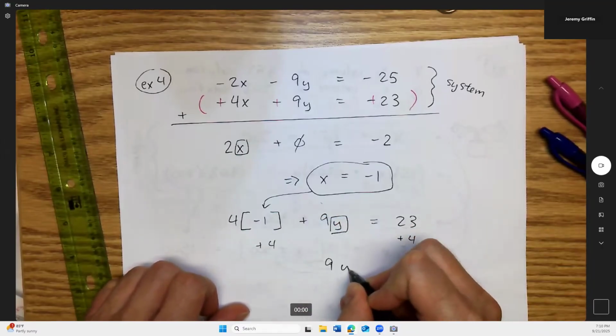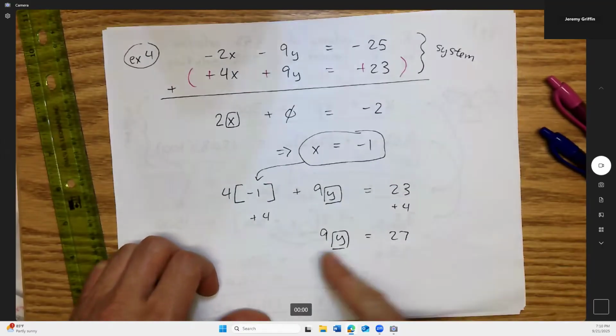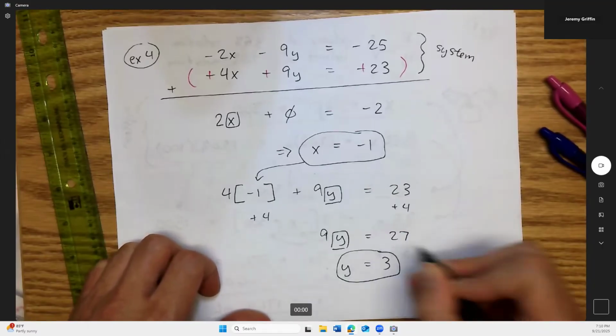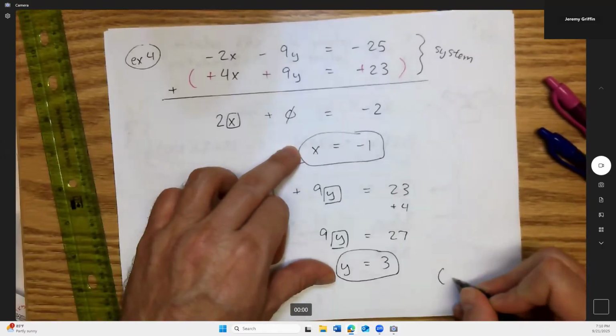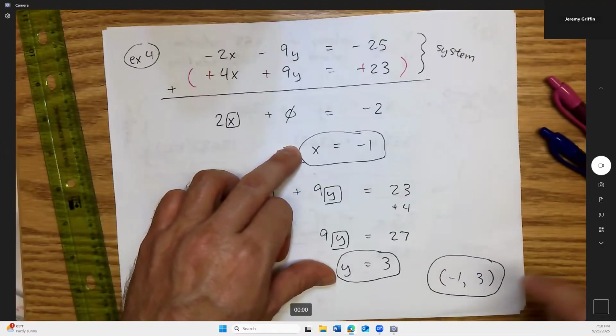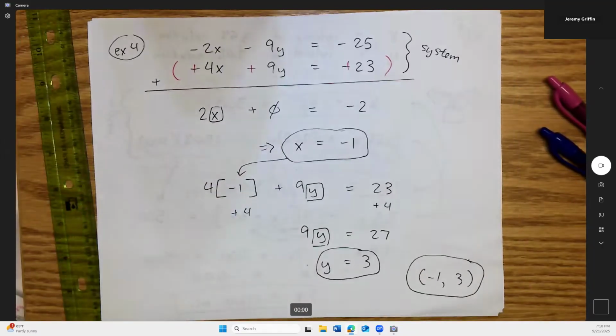So I'm getting 9y equals 27. Oh, 27 is a multiple of 9. It's 3. Y is 3. So here's my answer right here. As a coordinate, it'd be -1, comma 3. Oh, you know what I should do? I should pull this up on Desmos too and show you guys. There's a few ways I can check my answer. I'm going to pop this into Desmos real fast and show you that it should cross at the coordinate -1, comma 3.